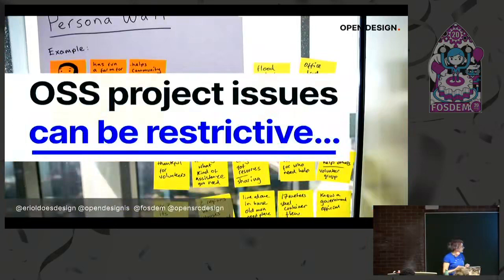Around inclusivity as well, OSS project issues can be really restrictive. Even if they know what they want to ask for as far as a design contribution, they can be incredibly restrictive. I had a lot of designers looking at issues and saying, well, they're just telling me what they want rather than asking me to explore a problem that they want solved using design.